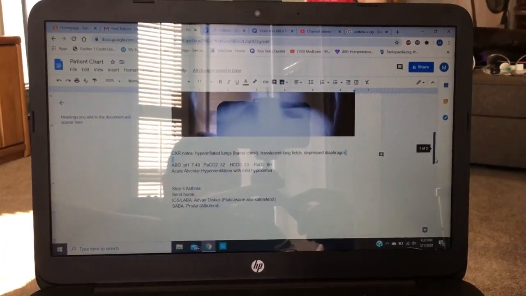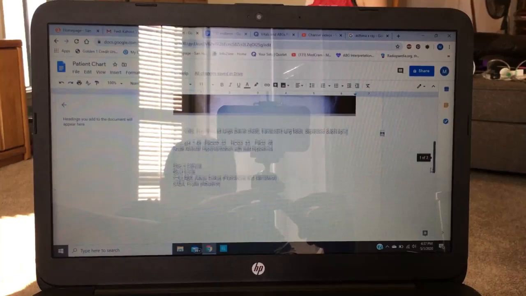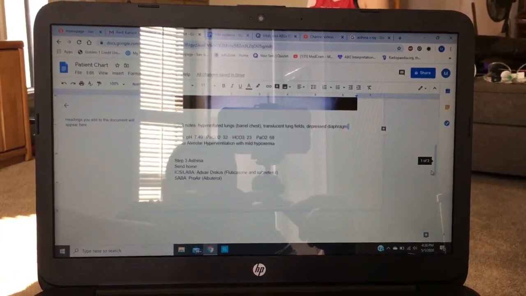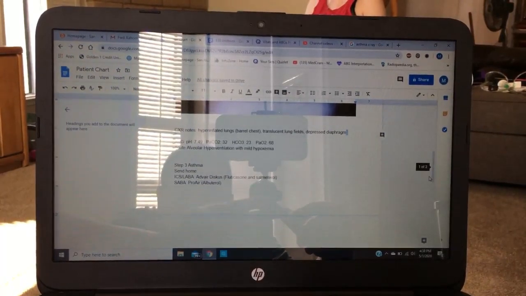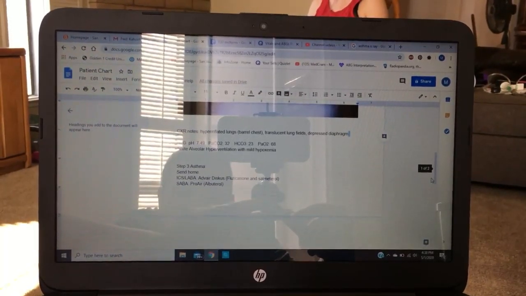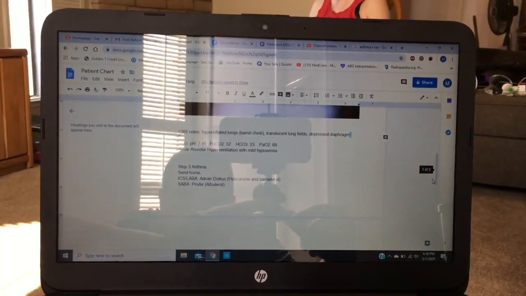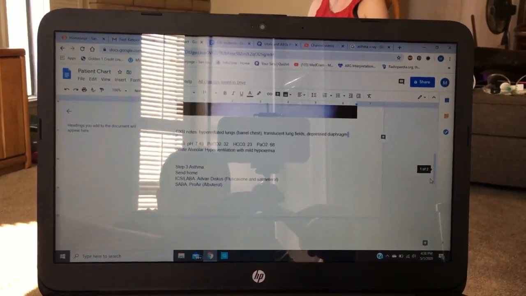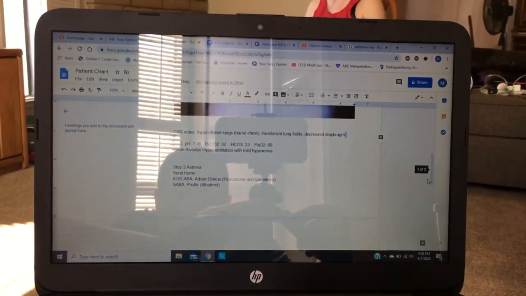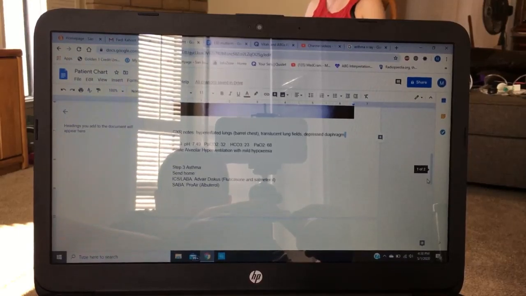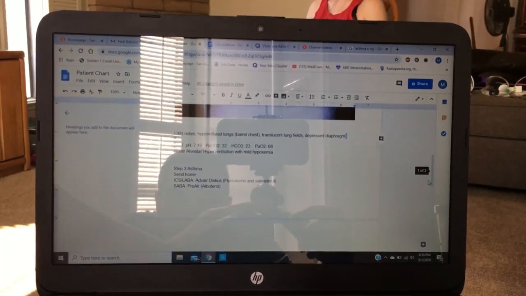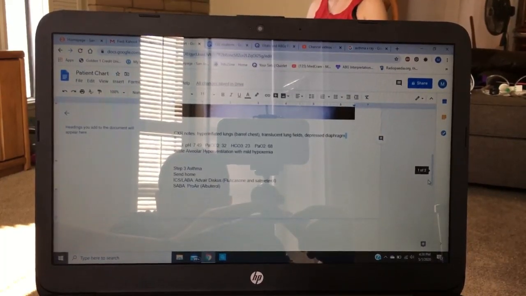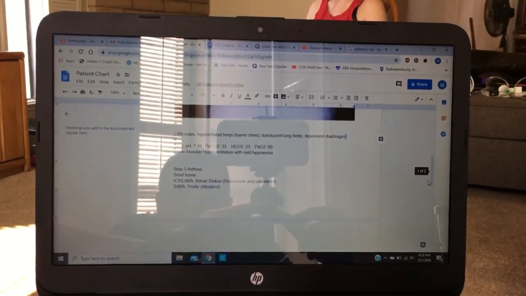The patient was diagnosed with step 3 asthma, and GINA standards for step 3 asthma is to send home the patient with inhaled corticosteroid with a LABA. So we'll use Advair Diskus and a short-acting beta agonist. And for this patient, she'll use ProAir, which is albuterol.